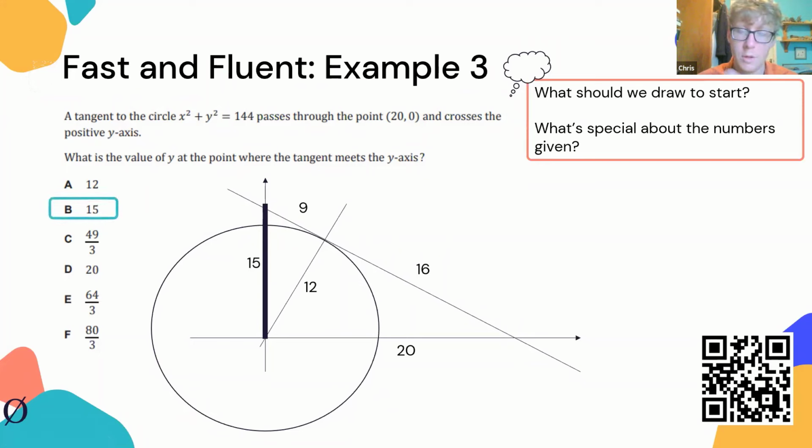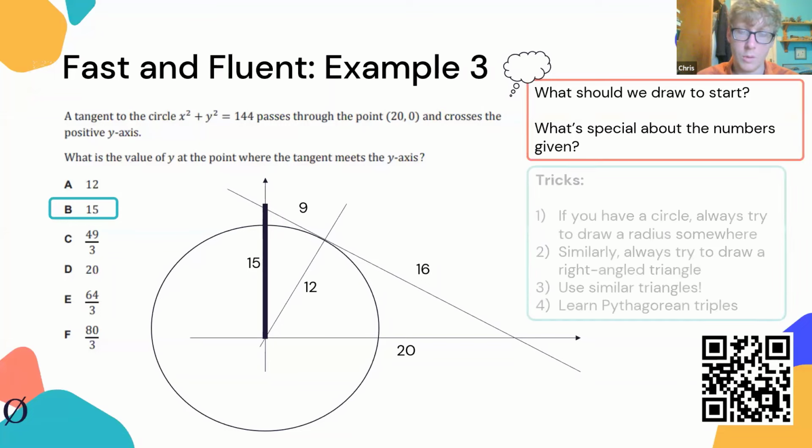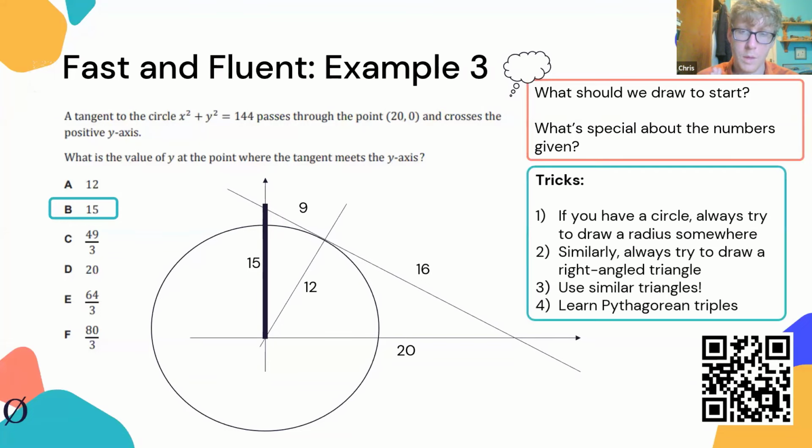So again, that's something you could do very quickly once you saw those couple of tricks. And it might take a bit longer if you had to work out the equation of the tangent and then where it meets the y-axis. You could just use Pythagoras as well, yeah. So just to summarize our tricks, always try and draw a radius, always try and make a right angled triangle, and then look for things like similar triangles and Pythagorean triples.